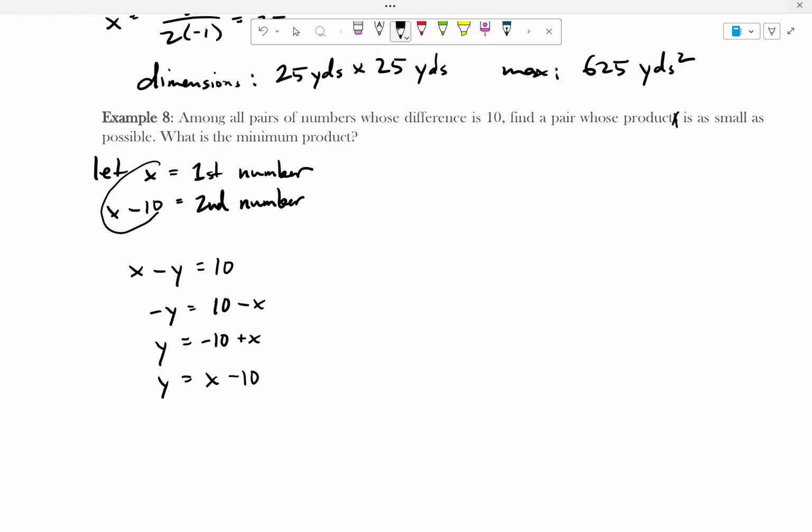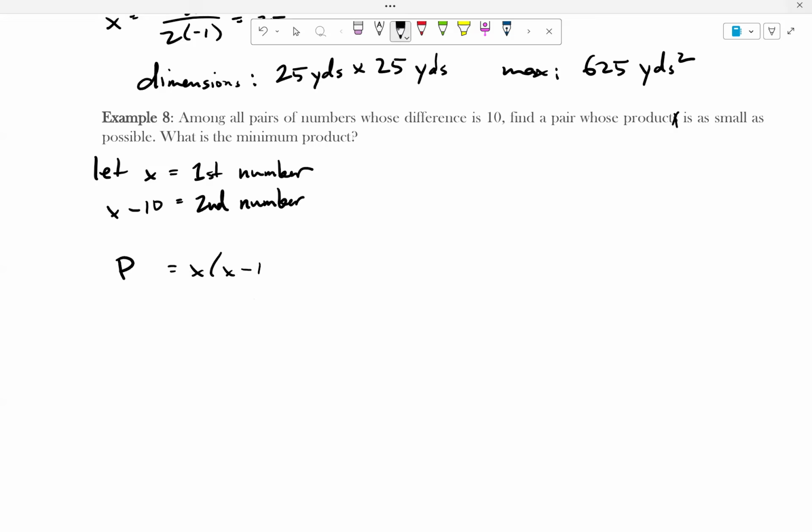So that's my second number, x minus 10. I hope that makes sense. If the first number is x, then x minus 10 gives a difference between those two. You could also do x plus 10. That will give you the same thing as long as you're consistent within the problem. Okay, so I have my representations of the two. It's looking for the minimum product, which means I now need a function that represents the product. Well, the product is pretty easy. Product is equal to x times x minus 10. Those are the two numbers. And I'm going to use proper function notation: p of x is equal to x times x minus 10.